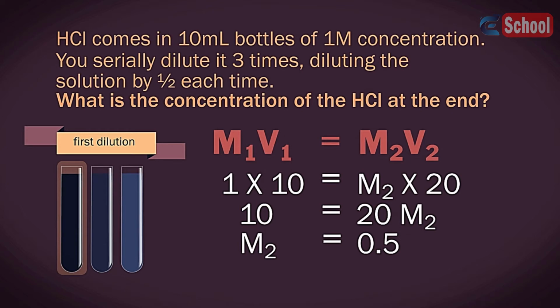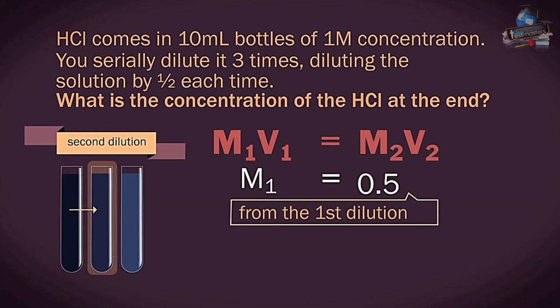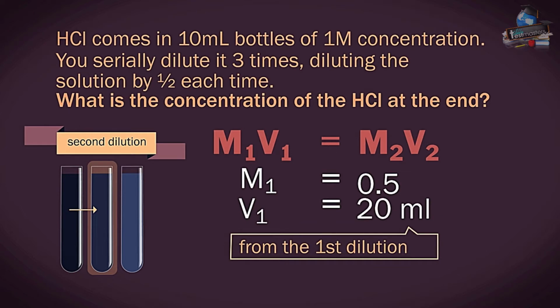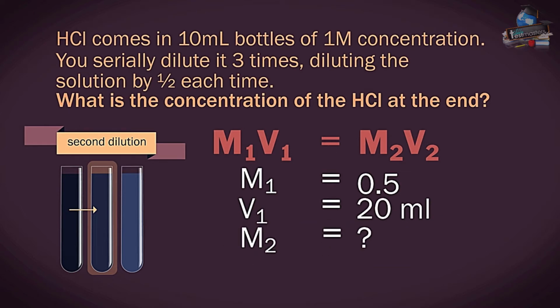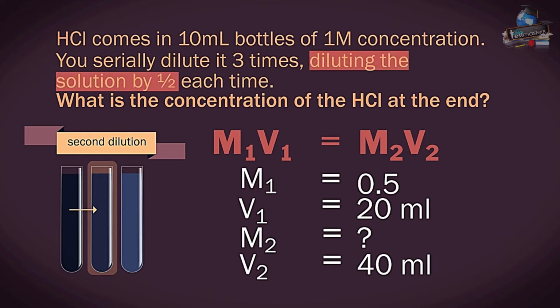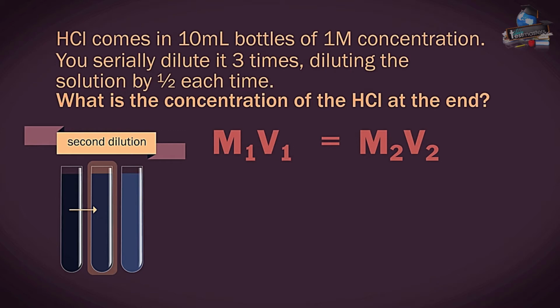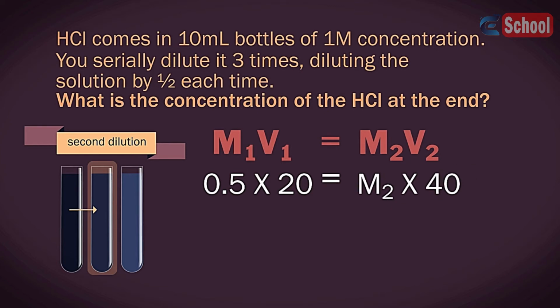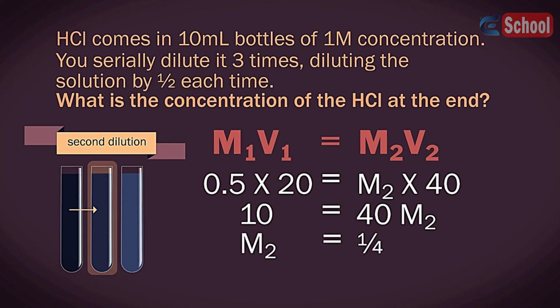Now on to our second dilution. M1 equals 0.5, V1 equals 20 mole. M2 we do not know, and V2 equals 40 mole because we have already added 20 mole of water to dilute it by half again. Substitute in these values and we get 0.5 times 20 equals M2 times 40. So 10 equals 40 M2, and rearranging means M2 equals a quarter.